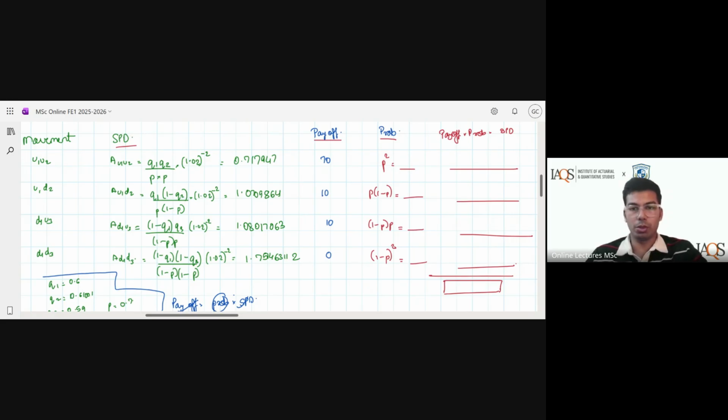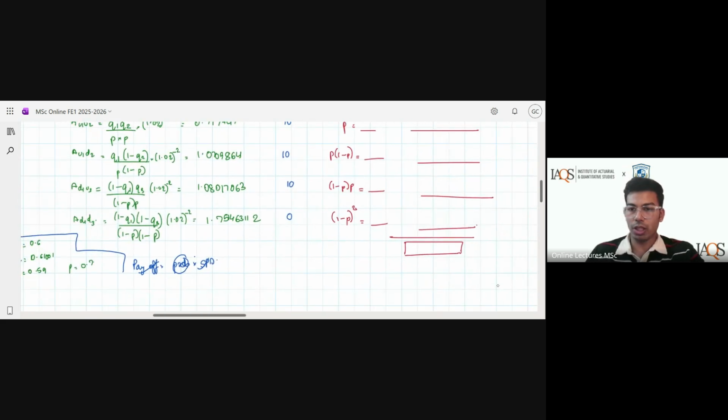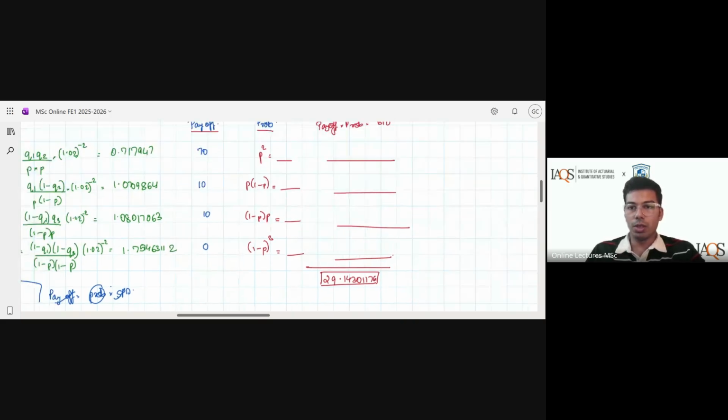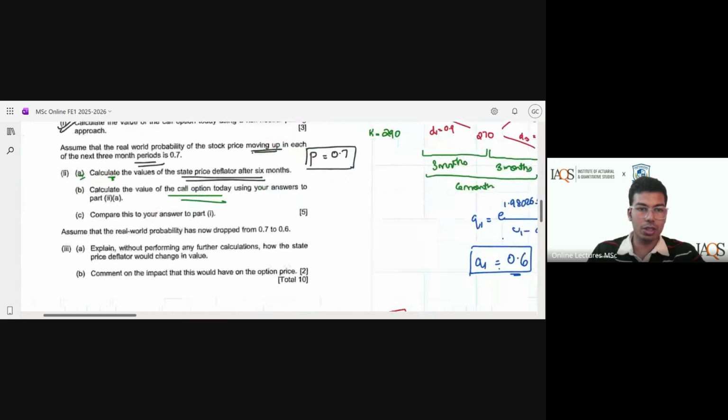Oh, 9.14, so perfect. And that is what you actually expected as well, because your price under risk neutral was actually 29.14, 29.14301176. Everyone who's solved, you can think about the next theory question.